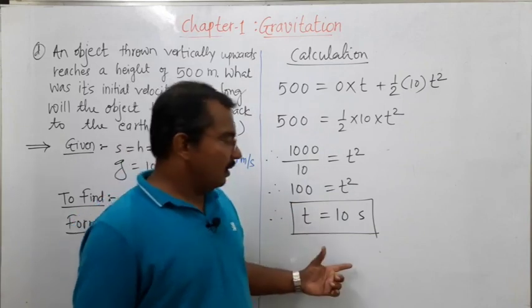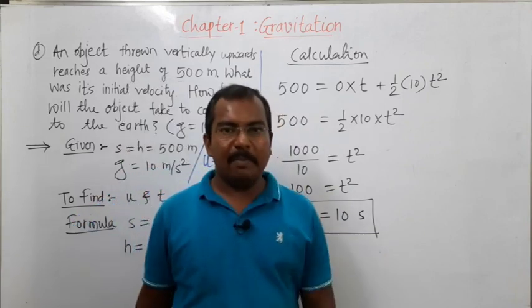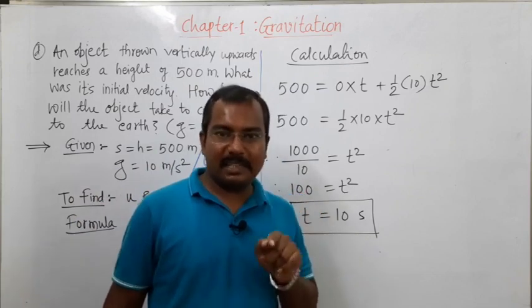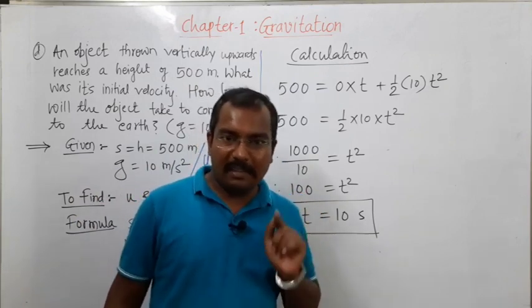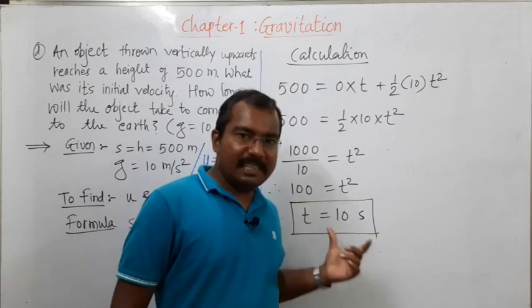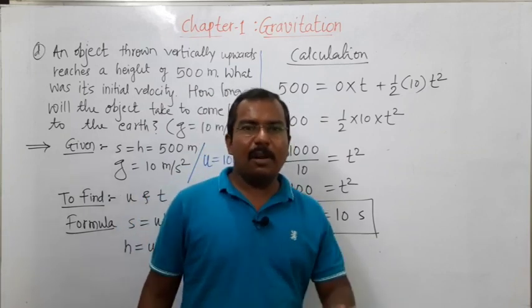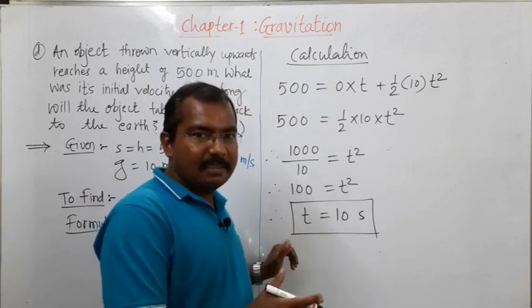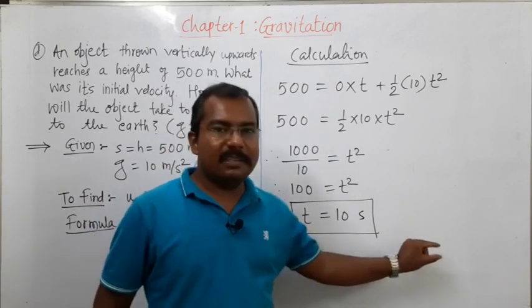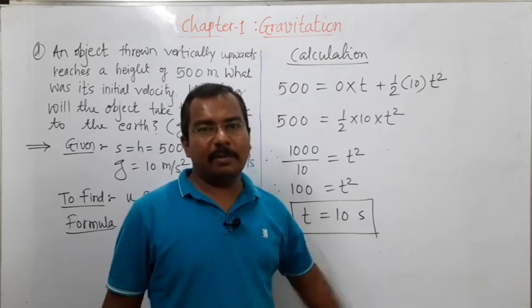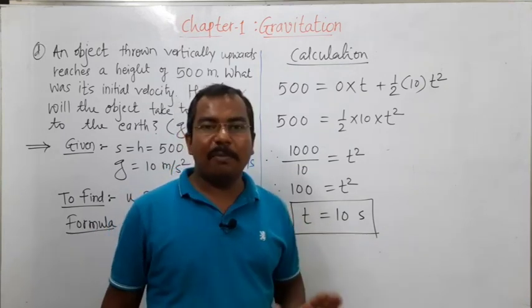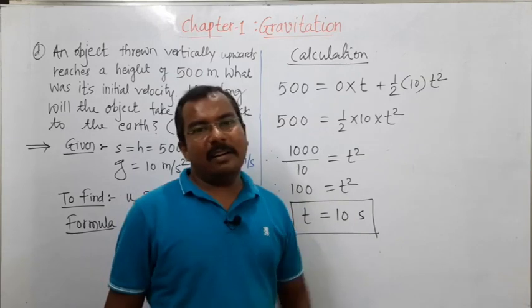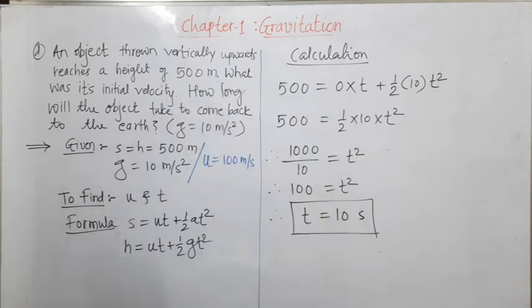Correct? One thing you remember, there is a print mistake in your book. The answer is given as 20 seconds. Actually it is 10 seconds. It might be a print mistake. So don't worry about that. Every time keep in mind to highlight the answer, or you can write a separate line. It again makes a good impression. This was the second part of this problem. You can write down the solution.